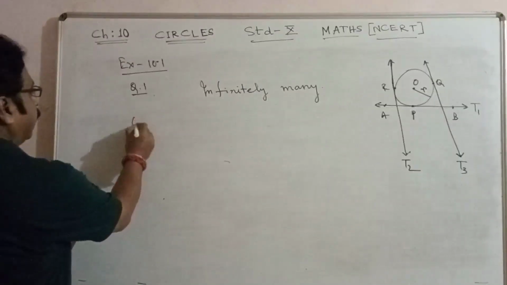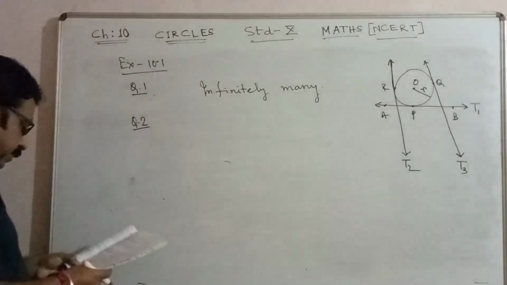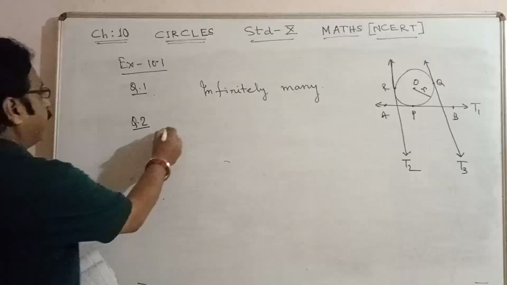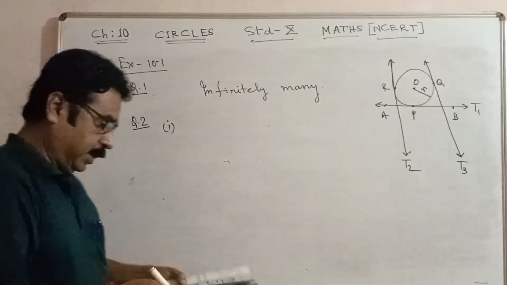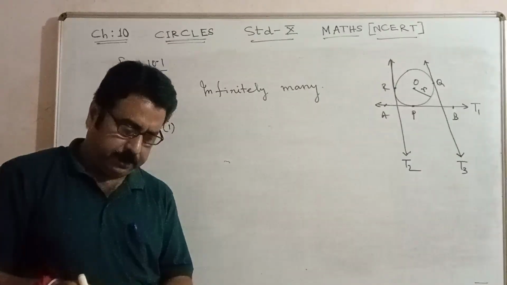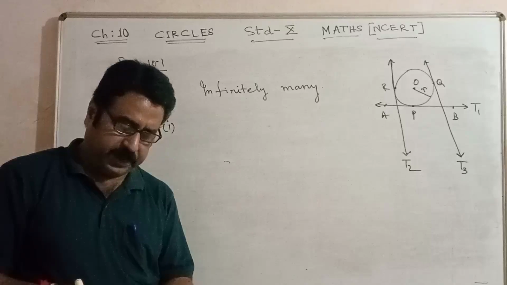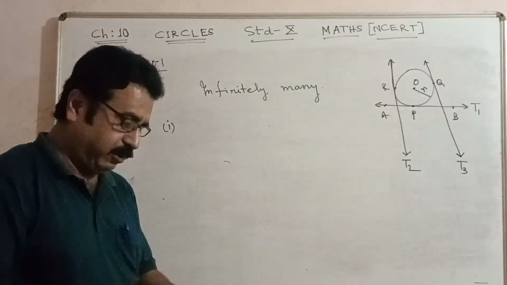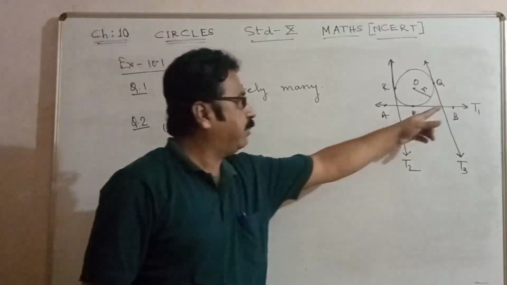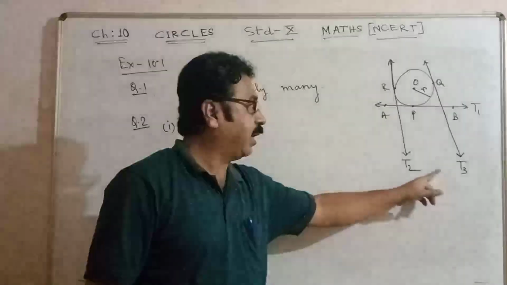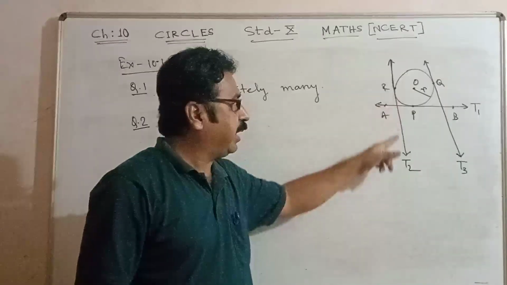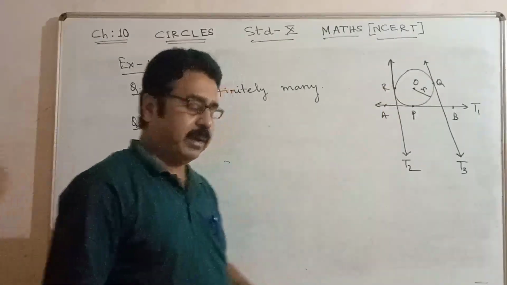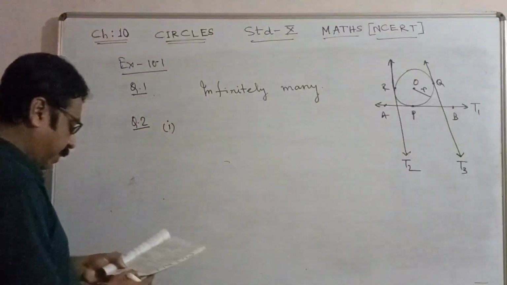Question number 2. Fill in the blanks given. Question number 1. A tangent to a circle intersects it in dash points. Means how many points? A tangent to a circle. Any one tangent, suppose T1, T2, T3, etc. Each tangent is intersecting the circle at one point only, one and only one point.